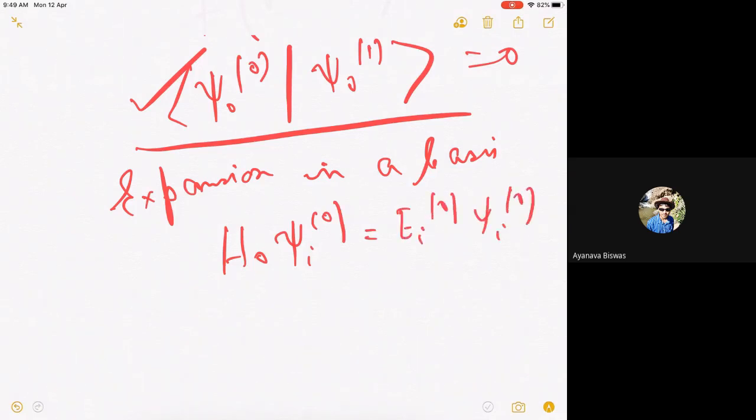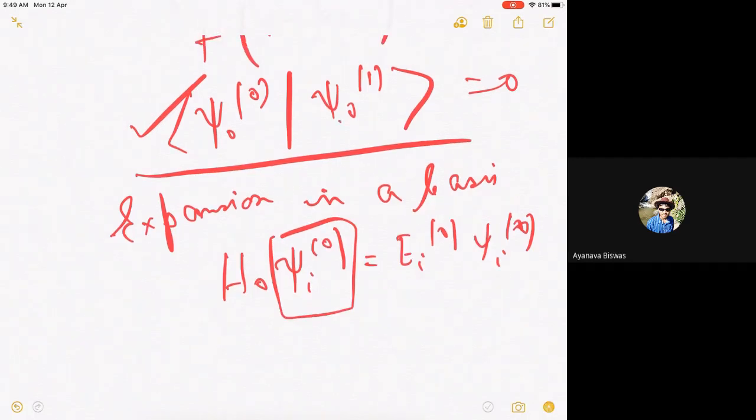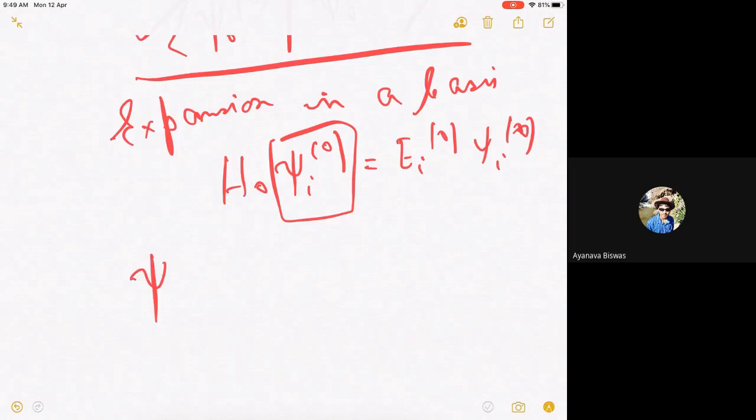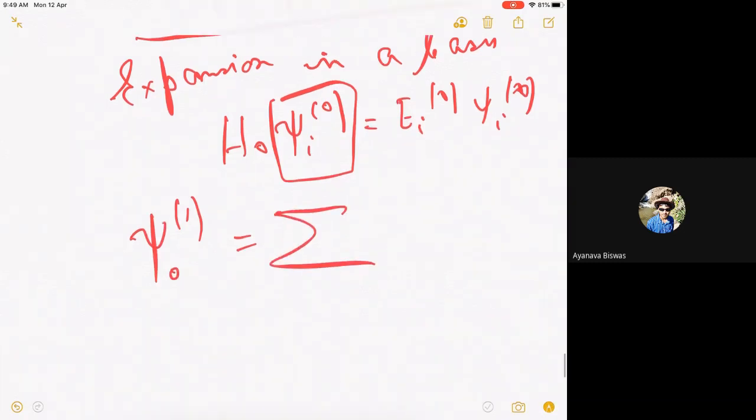Right? I have the H naught eigenfunctions. So if I take this basis, that's a very good basis, ensuring that this does not contain psi naught 0. So how do I do that? I essentially expand psi 01 as a linear combination of all functions of H naught except I not equal to 0, c_i psi i0. I hope you understand what I meant now.